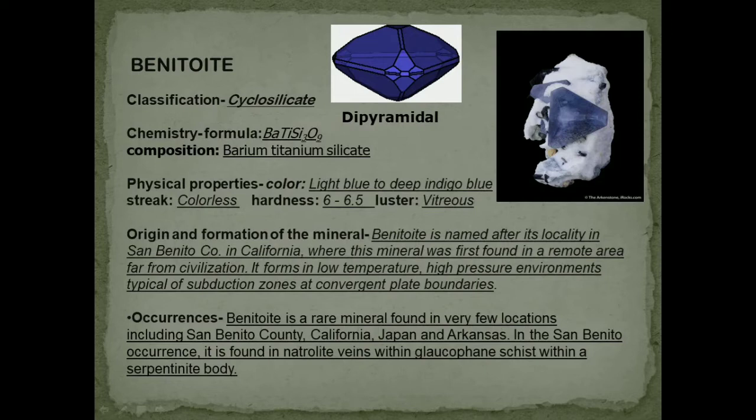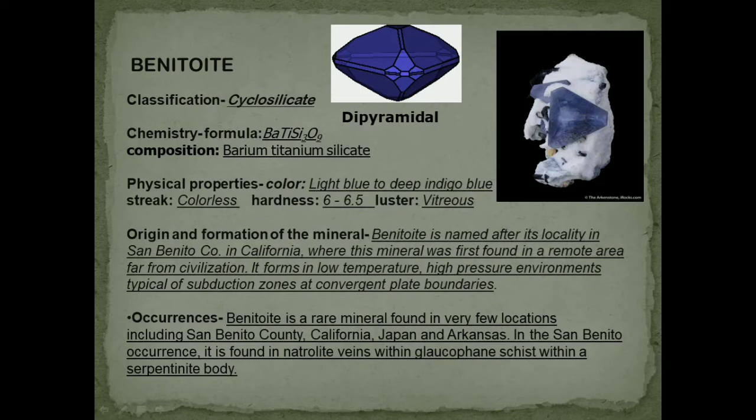It has the composition of barium titanium silicate. It has a crystal symmetry of hexagonal, a crystal class of the pyramidal, and its physical properties are color, which is light blue and deep indigo blue. Streak is colorless, hardness is 6 to 6.5, and the luster is vitreous.